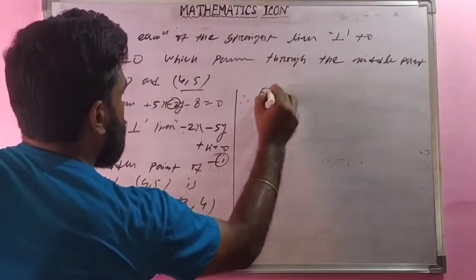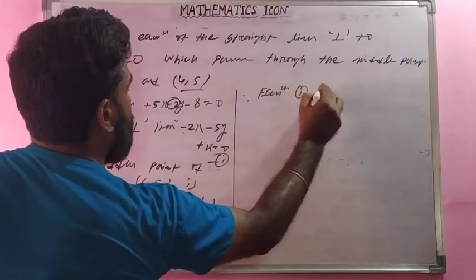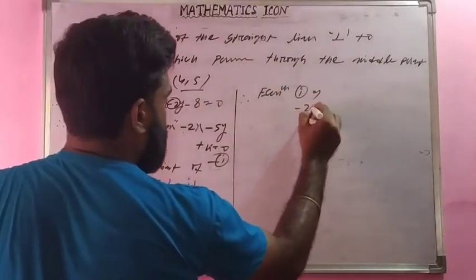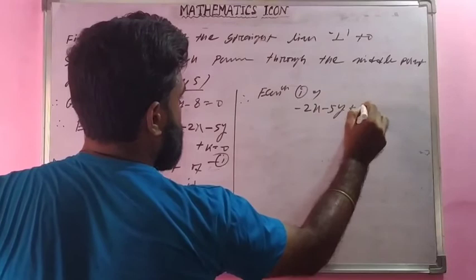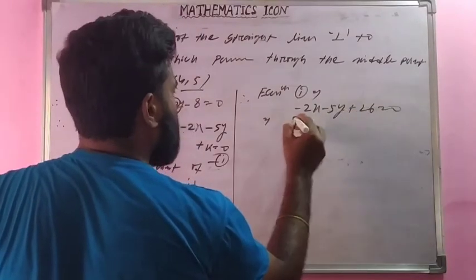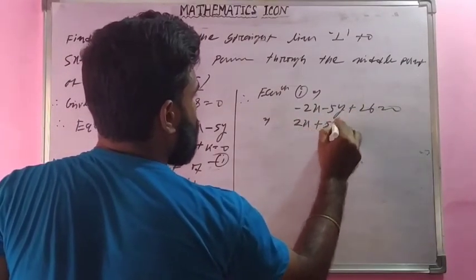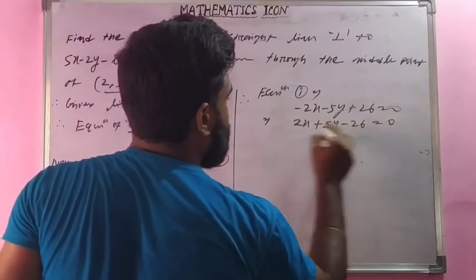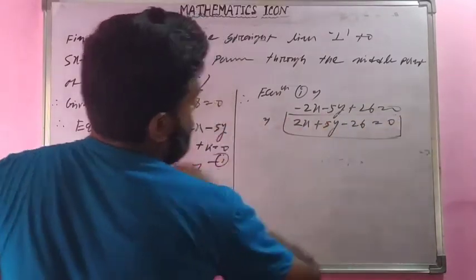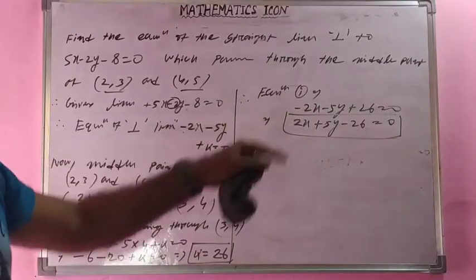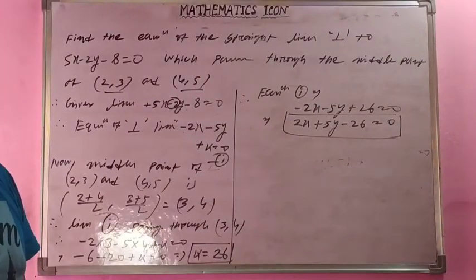So what equation did we get? Minus 2x minus 5y plus 26 equals 0. Take minus common: 2x plus 5y minus 26 equals 0. So this is the final equation of the straight line. Okay?